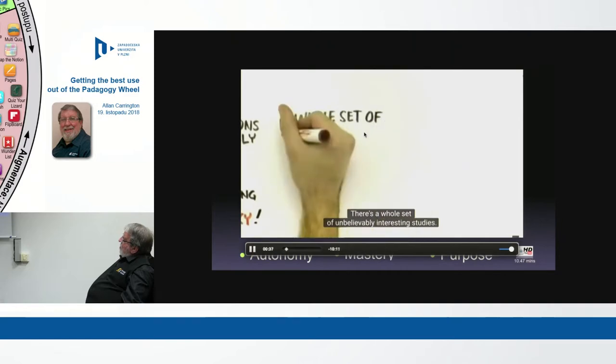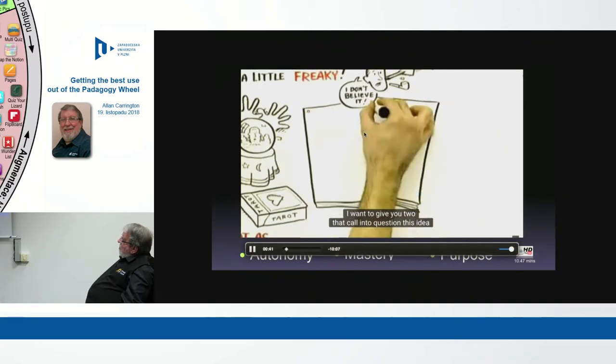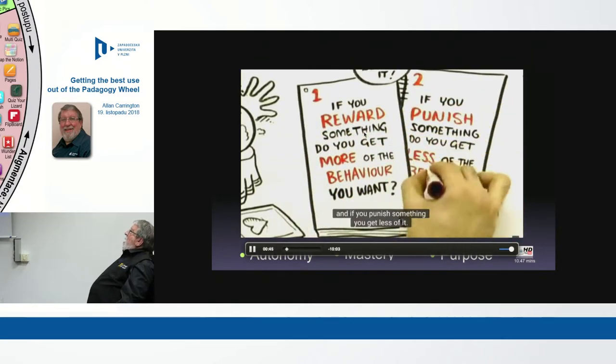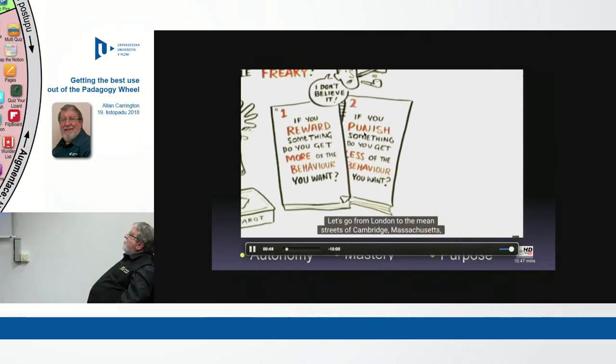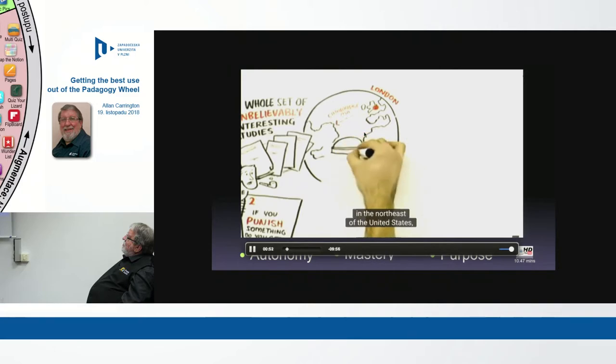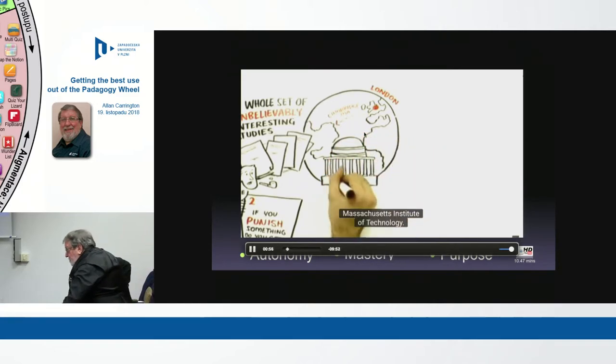There's a whole set of unbelievably interesting studies. I want to give you two that call into question this idea that if you reward something, you get more of the behavior you want. If you punish something, you get less of it. So let's go from London to the mean streets of Cambridge, Massachusetts, in the northeastern part of the United States. And let's talk about a study done at MIT, Massachusetts Institute of Technology.